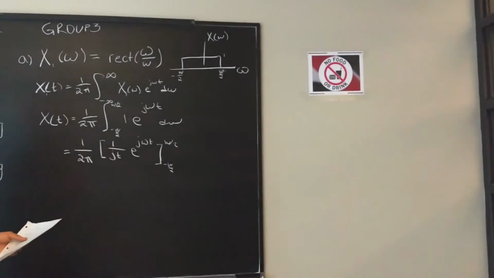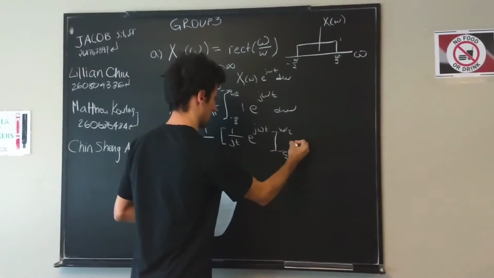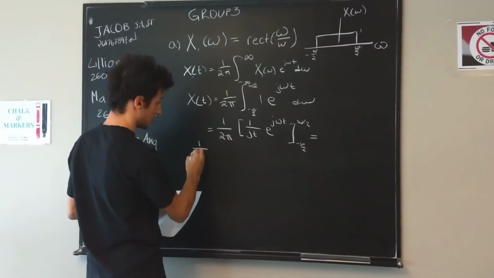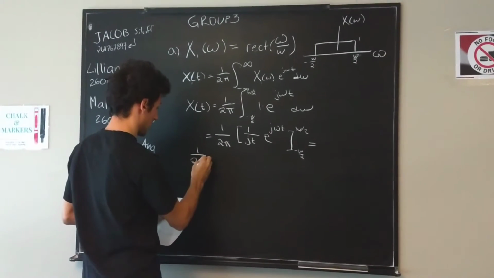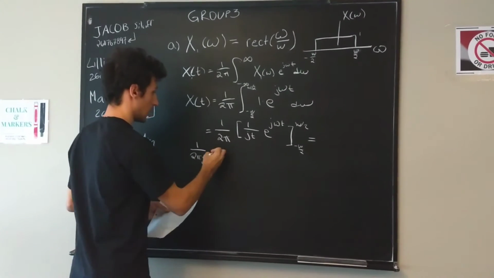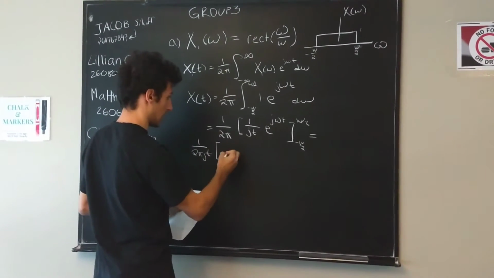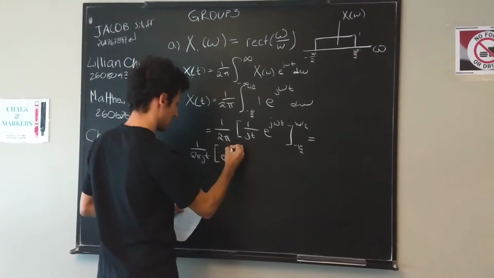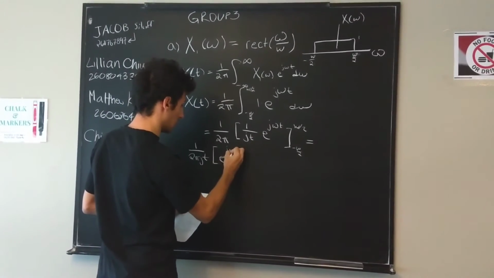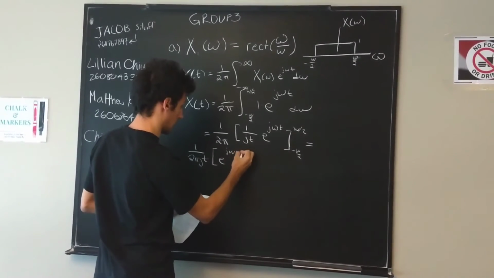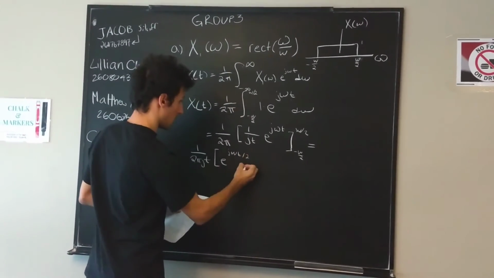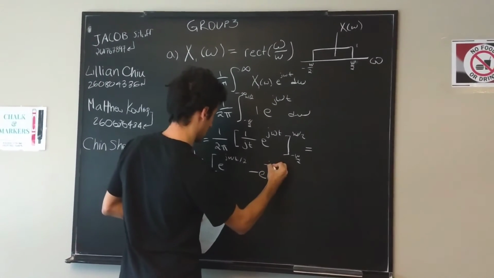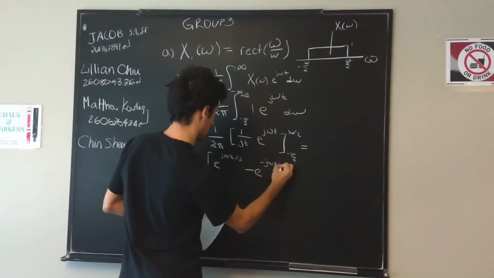Okay, so now we can just plug in these values into our equation, take out the constant terms, we can take out the 2 pi j and multiply this by e to the j w t divided by 2 minus e to the negative j w t divided by 2.